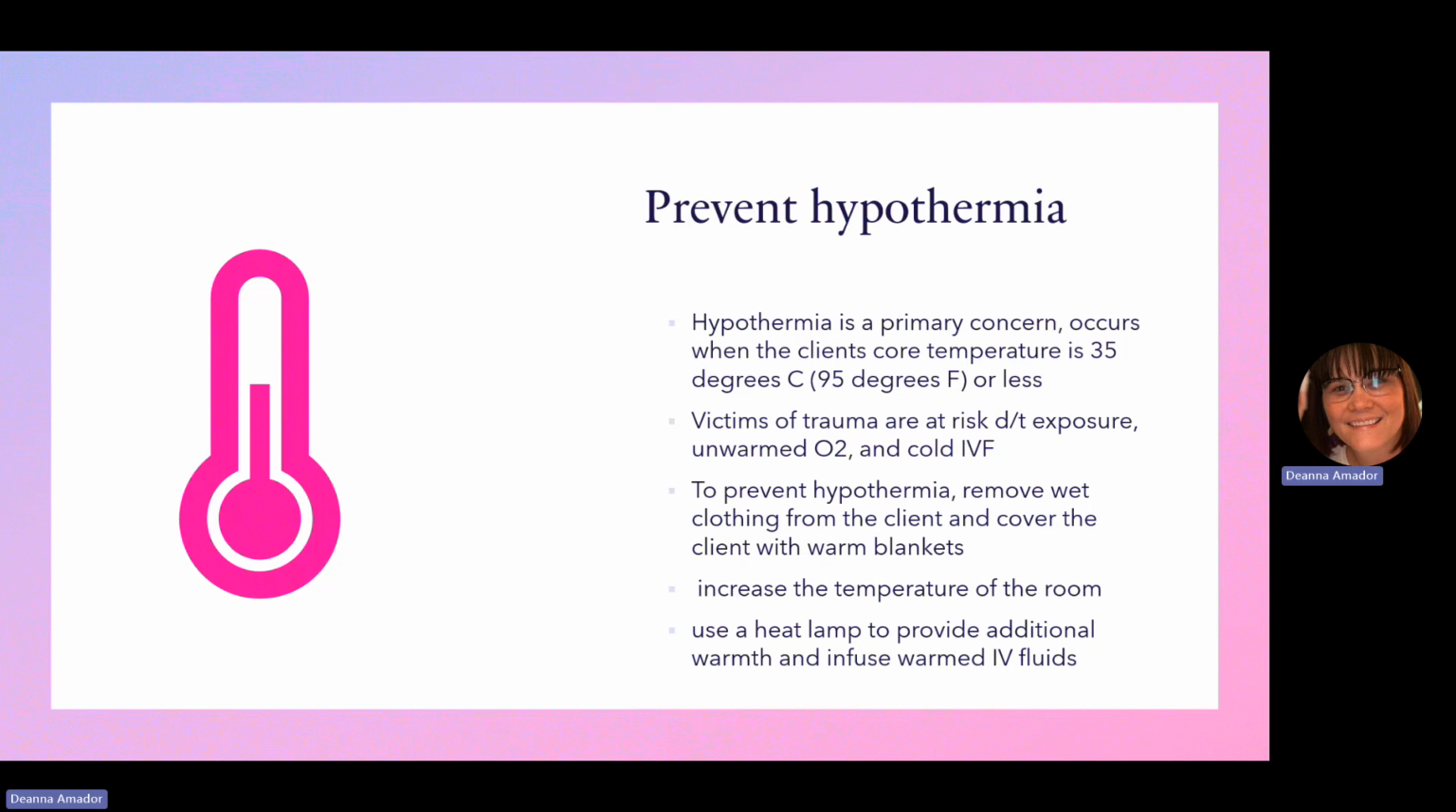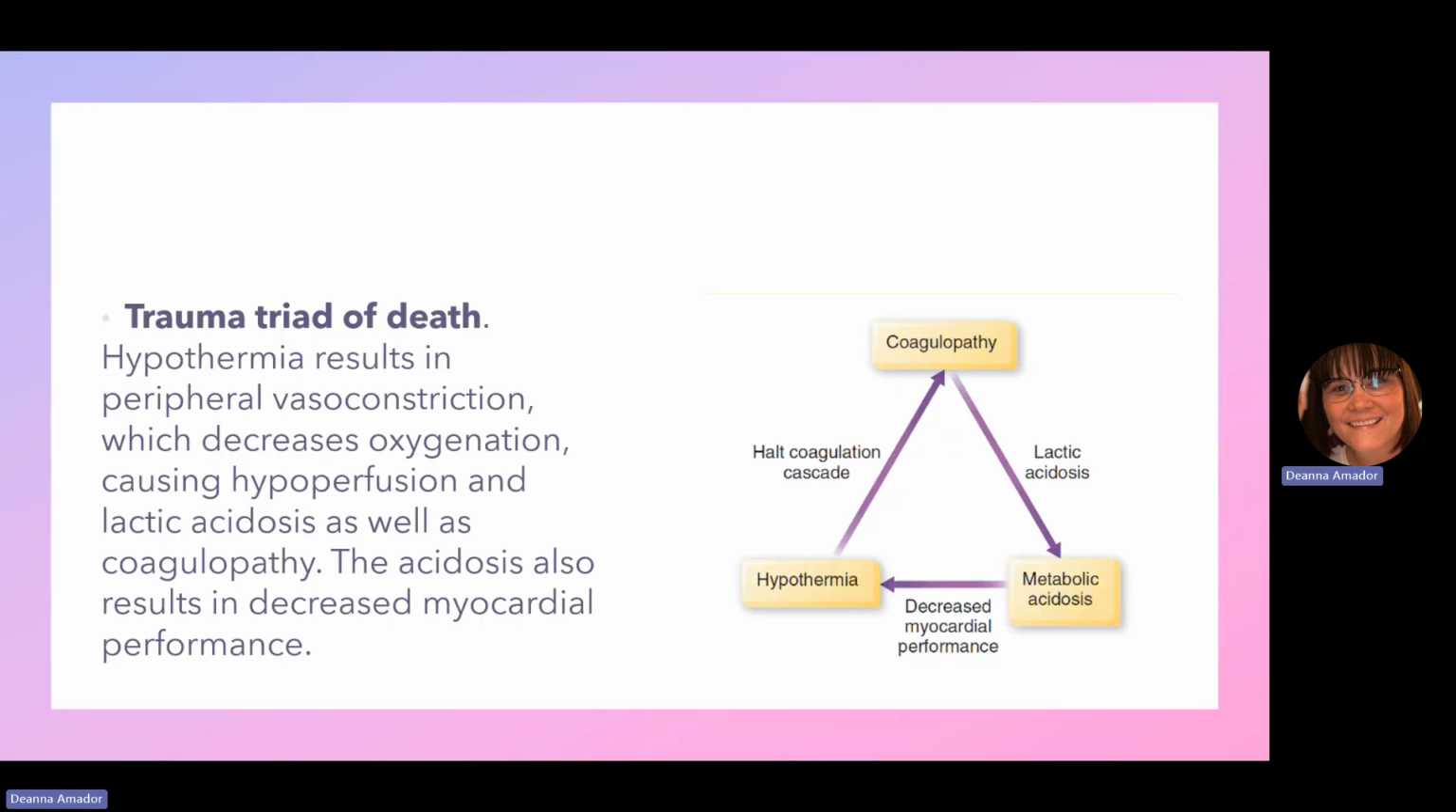So like I said, hypothermia can be very dangerous. So this is a big concern with trauma. Victims of trauma are at a risk due to exposure, unwarmed oxygen, cold IV fluid, all of that. So in order to prevent hypothermia, it talks about removing wet clothing from clients and covering them with warm blankets. And we can also increase the temperature of the room. We can also use like a heat lamp, warmed IV fluids, something like that to help with preventing hypothermia.